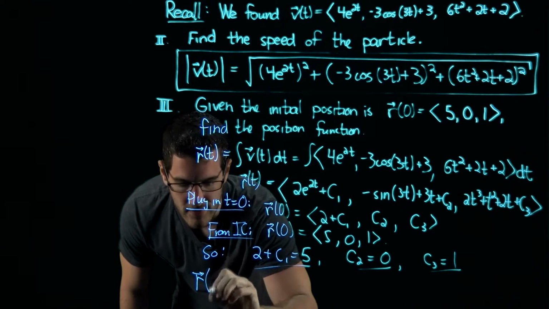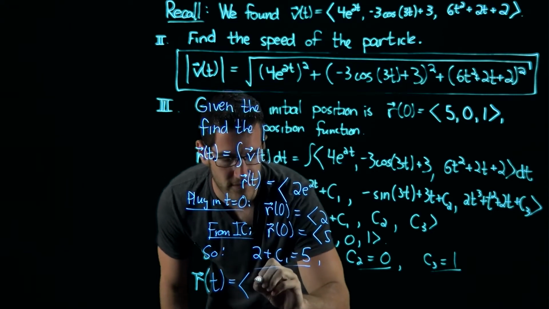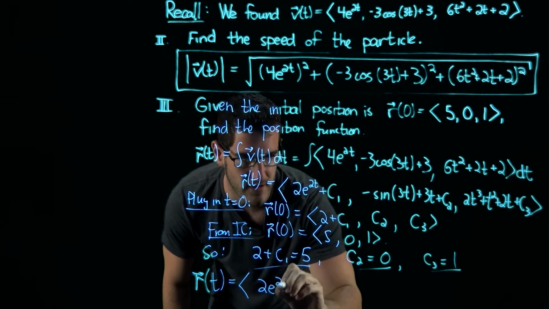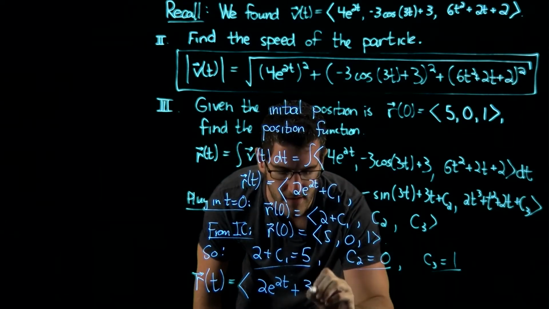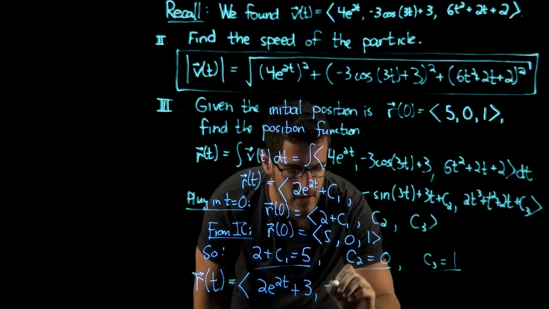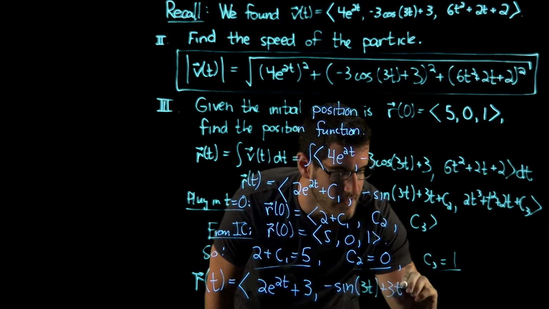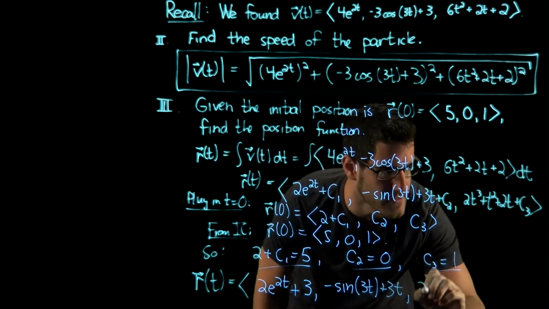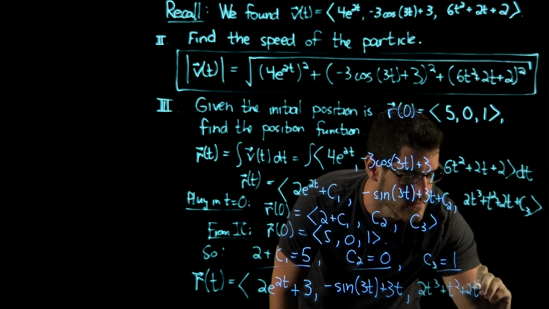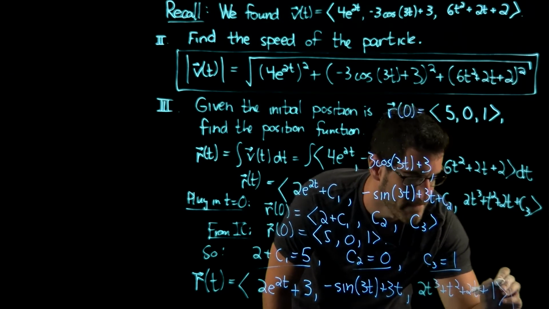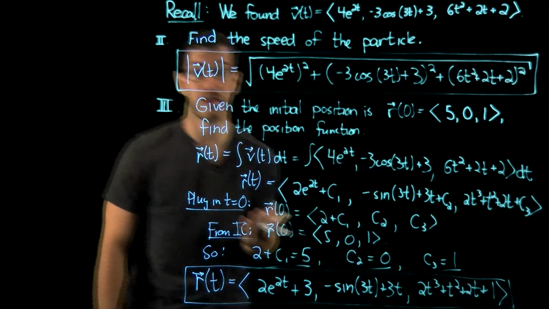I can then write down r of t by just substituting in these values for c1, c2, and c3. So remember, this c1 is going to be 3 from the equation directly above it. c2 is 0, so the second component is just this. And the last component, since c3 is 1, is just 2t cubed plus t squared plus 2t plus 1. So this is not a bad problem at all.